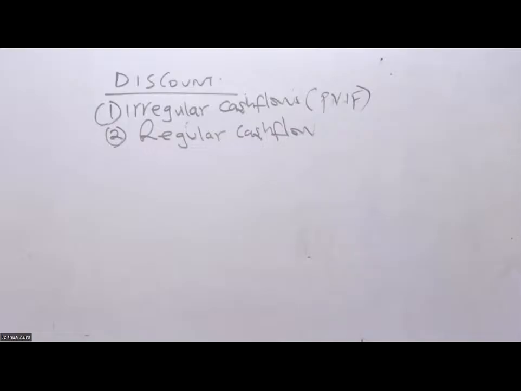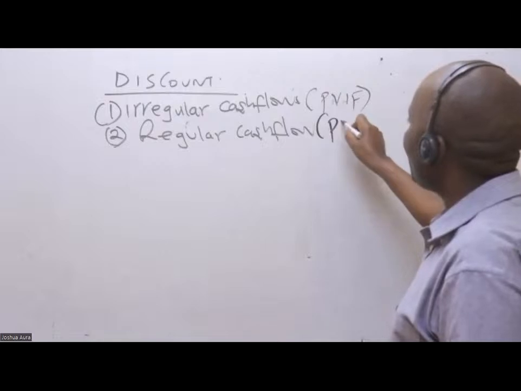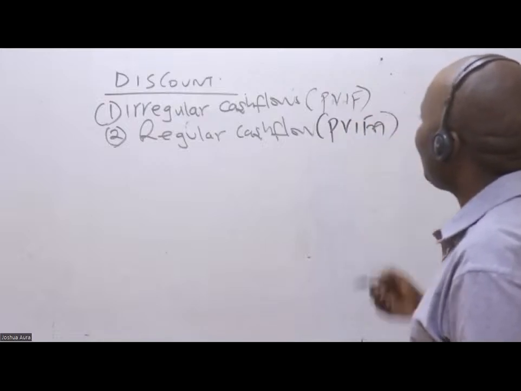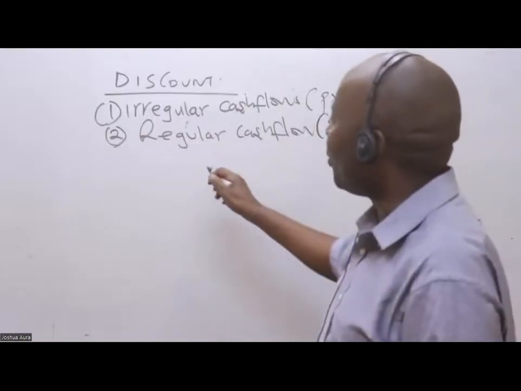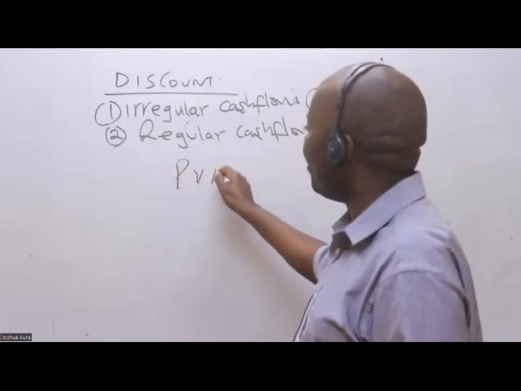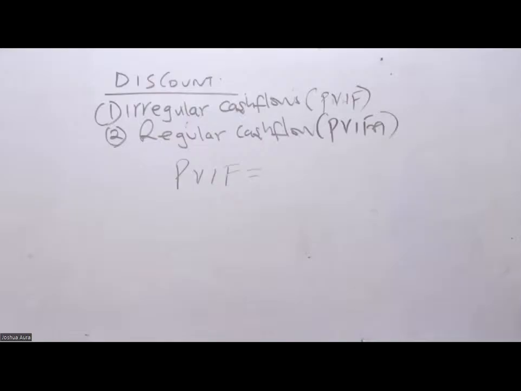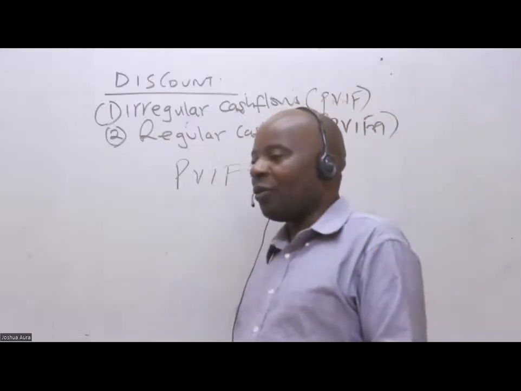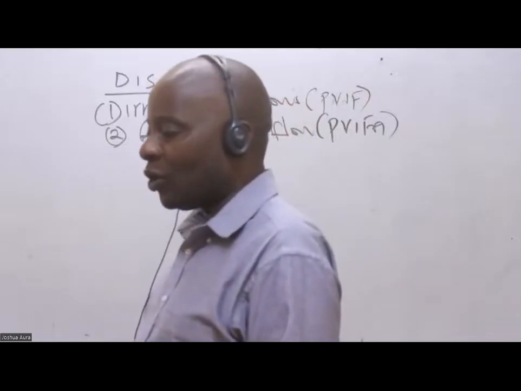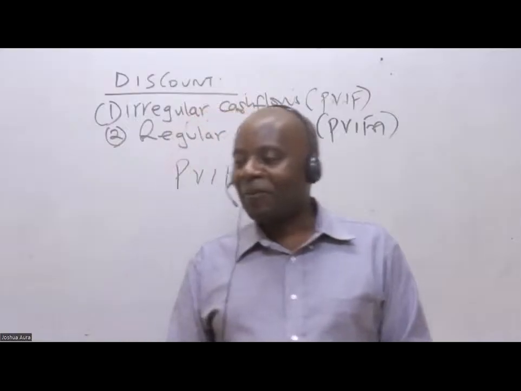And then to discount regular cash flows, which are also known as uniform cash flows, we normally use the PVIFA, present value interest factor of an annuity. Is there somebody here who is able to remind Mwalimu the formula of PVIF, present value interest factor?